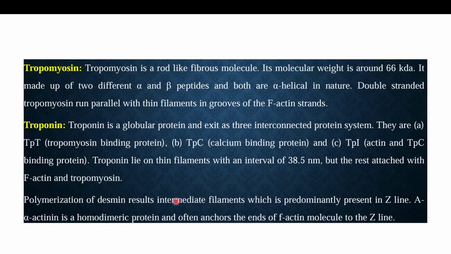Polymerization of desmin results in the intermediate filaments, which are predominantly present in the Z line.